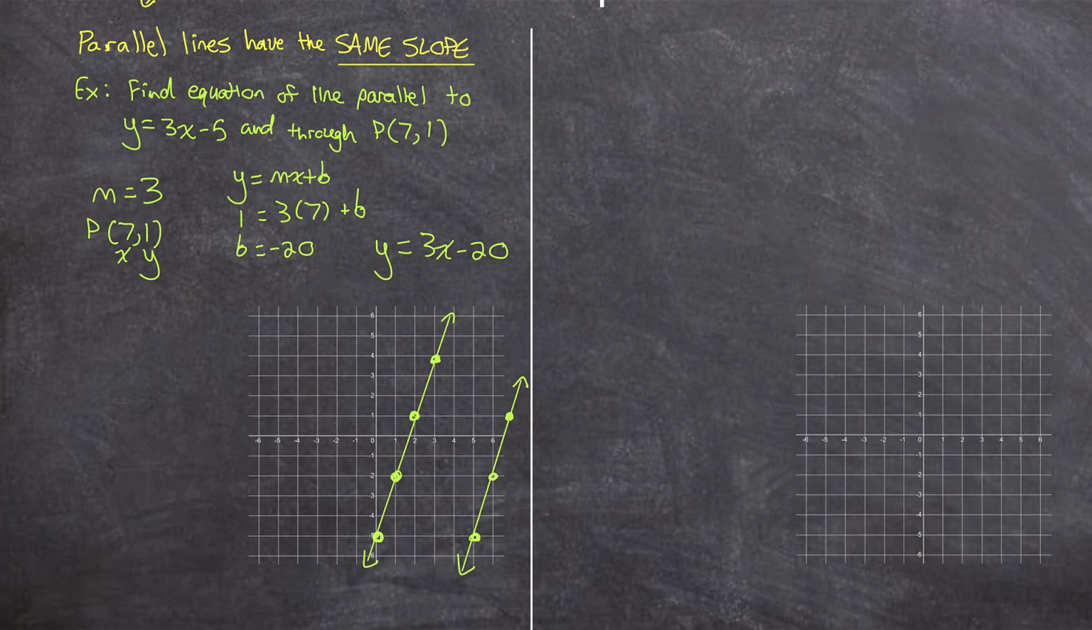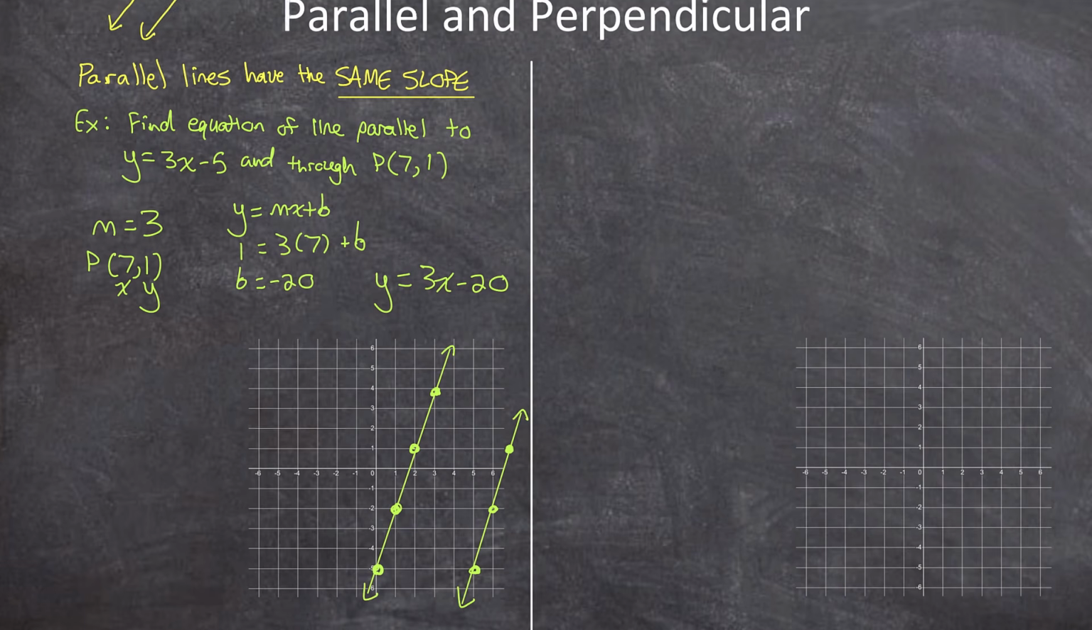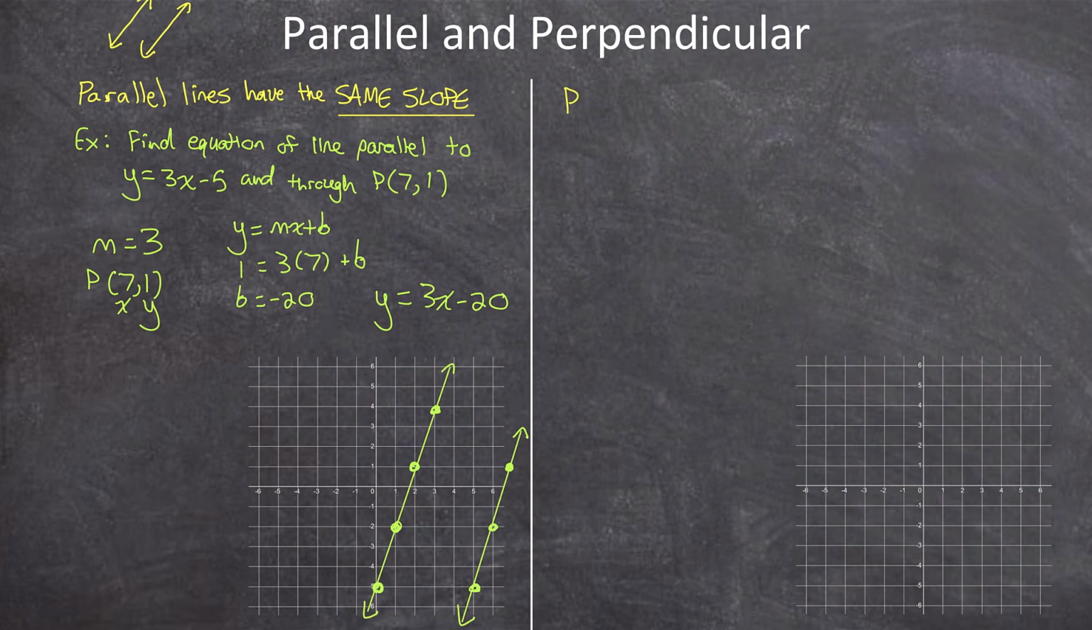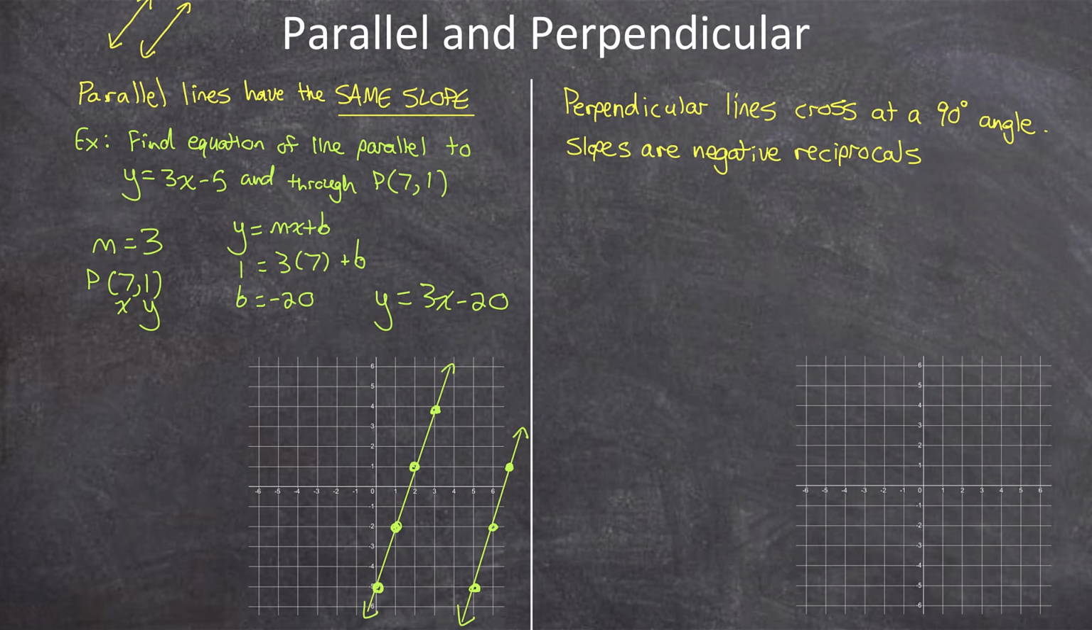Notice that those two lines are parallel, they would never meet. How about perpendicular lines? Two lines that are perpendicular cross at a 90-degree angle. And a property of their slopes is that they are negative reciprocals of each other. And slopes that are negative reciprocals have a product of negative 1. So two perpendicular lines, wherever they cross, there's going to be a 90-degree angle. I'll explain this word negative reciprocal with an example.